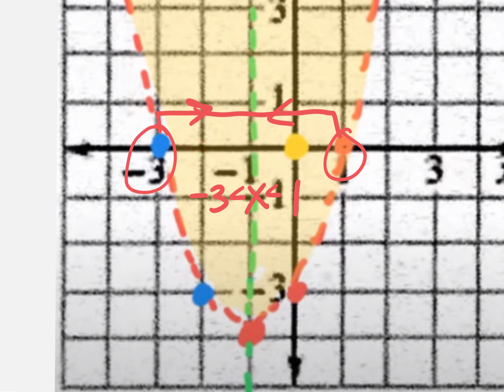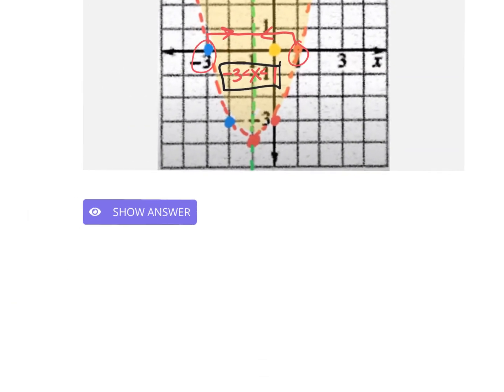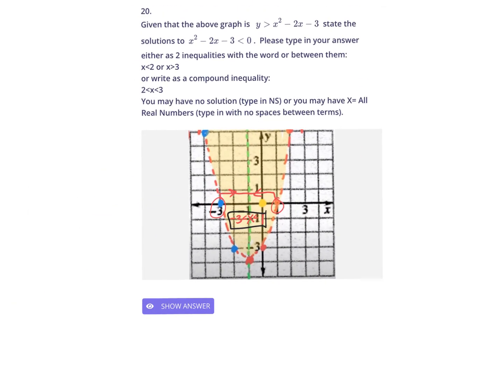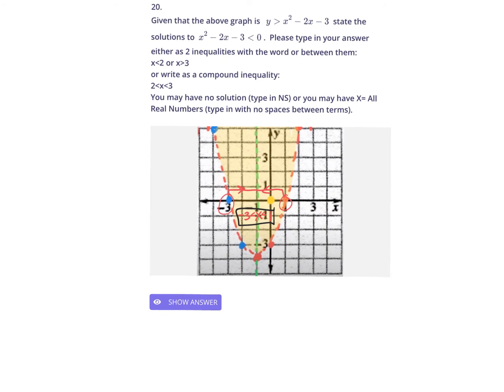If this were a solid parabola, you would put solid lines underneath the inequality, but in this case, this is your compound inequality answer. So down here, it does say type in your answer with no spaces between your terms. So this is what you would type in: -3 is less than x is less than 1.